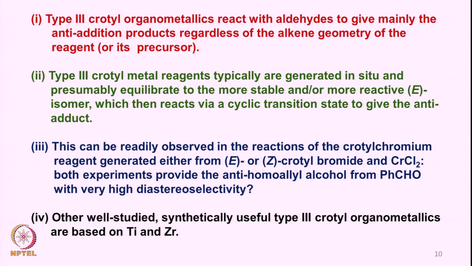And type 3 crotyl organometallics react with aldehydes to give mainly the anti addition products regardless of the alkene geometry. This is exactly opposite of what we just talked about. The reason for that is that this third type of crotyl metal reagents are such reagents which equilibrate to the more stable and more reactive E isomer. So this equilibration is very important, because irrespective of which geometry you have of the allyl metal bond here, whether there is an orientation of the methyl group, it is a mixture, and eventually it equilibrates to the E isomer, and if that happens, then of course we always get the anti product. This would lead to the anti product.